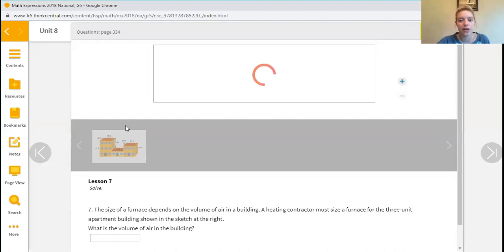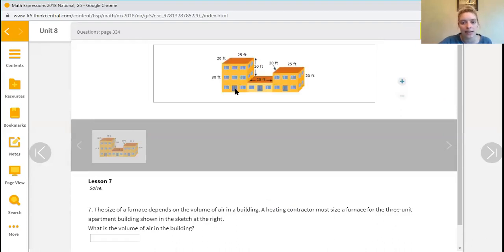All right, so if I look at this, like I said, this one is volume 1. Do I have a length, width, and a height? I do. I have a length of 25, a width of 20, and a height of 30. So I have all I need for that first one, so I am going to fill that in.